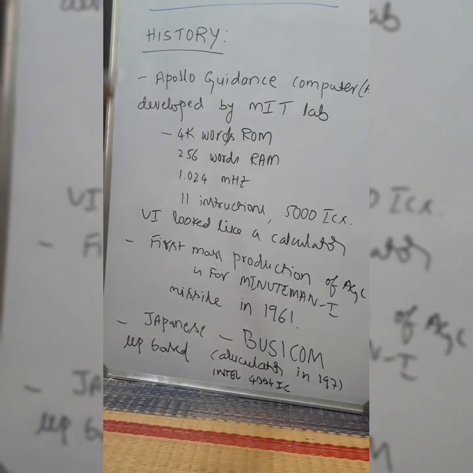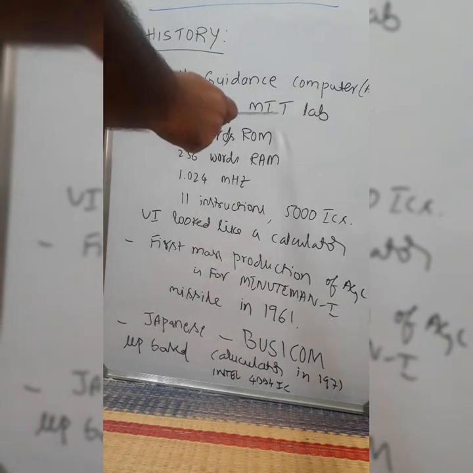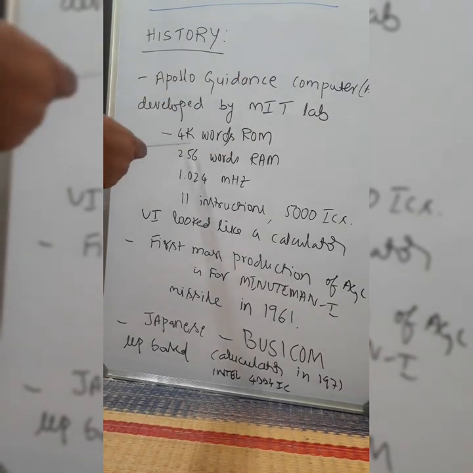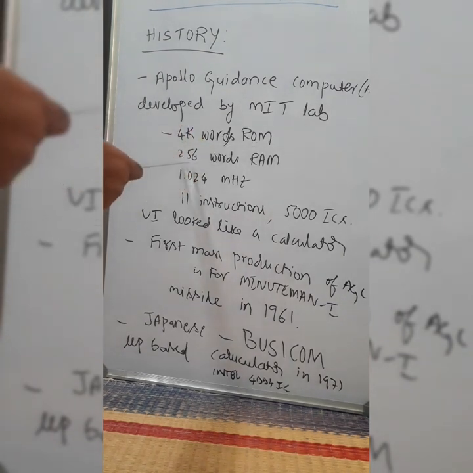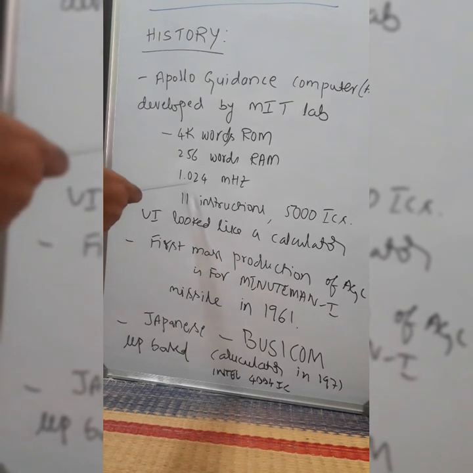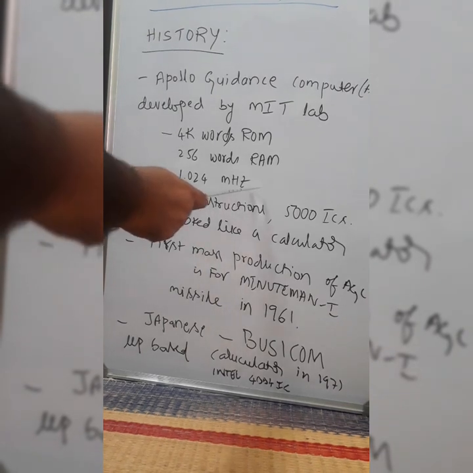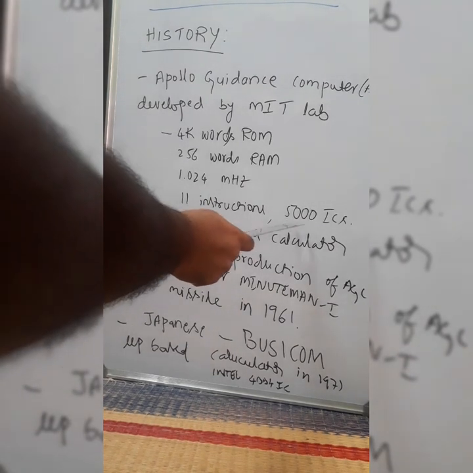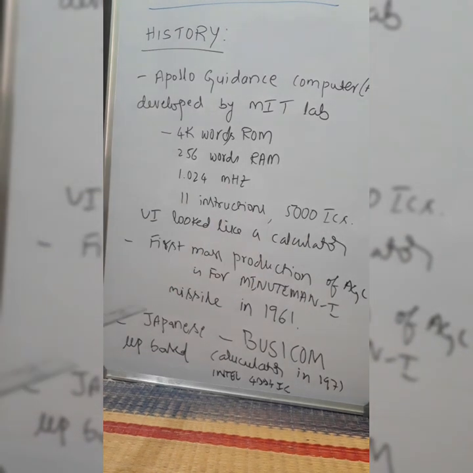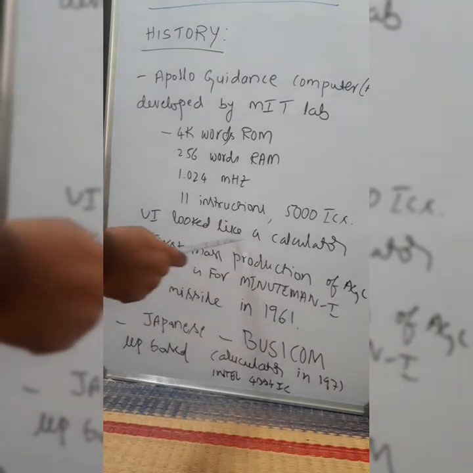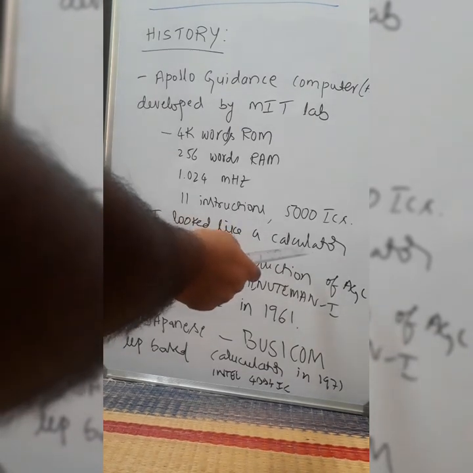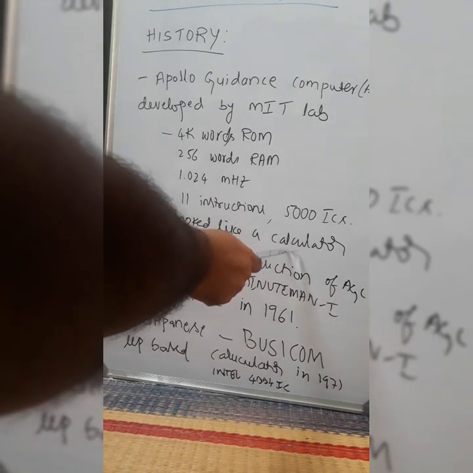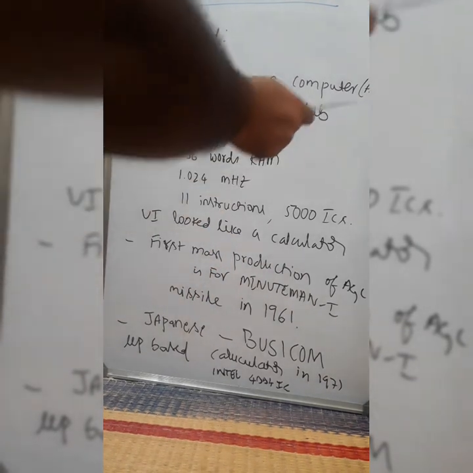Let's go to the history of embedded system. Apollo Guidance Computer, AGC, was developed first of all by Massachusetts Institute of Technology Lab, which involved 4 kilowords of ROM, 256 words of RAM, and it had 1.024 megahertz of working frequency. It had very few instructions, like 11, and it was integrated with 5000 gates or transistors. User interface looked like a calculator. That means one display unit followed with one keyboard unit, which made the user interface for the AGC.